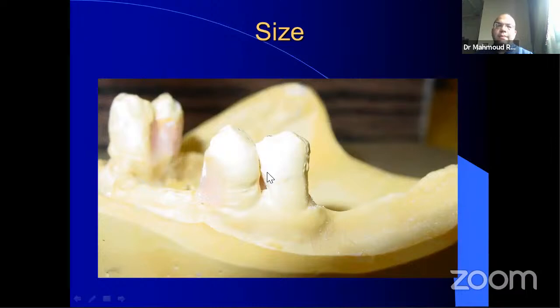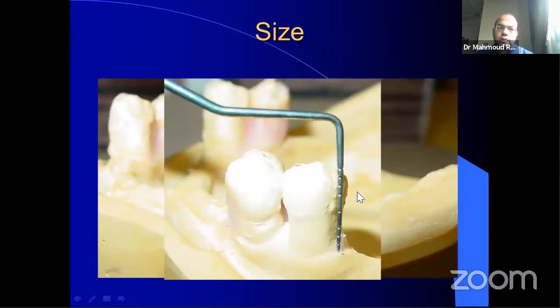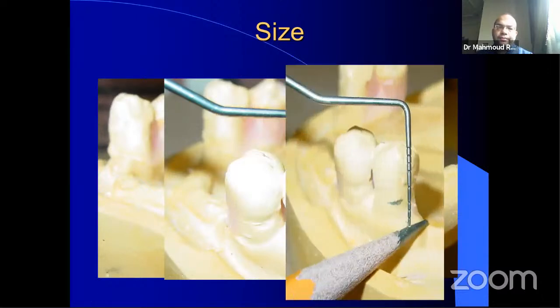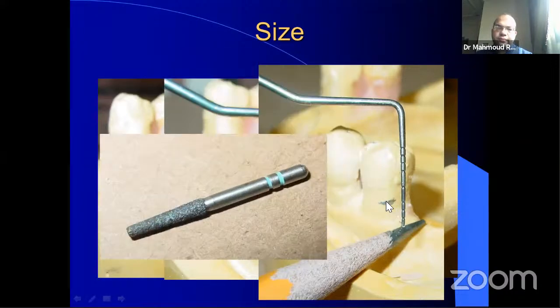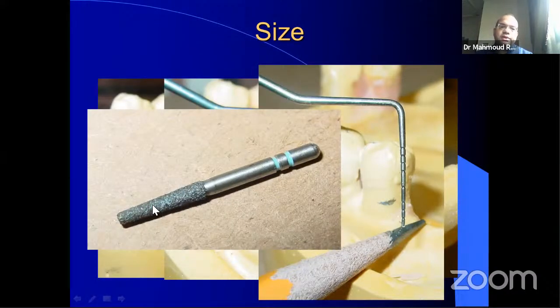Here, we will talk about planning of the preparation. Using a periodontal probe on the cast, we plan the height of the abutment we want to make, like this. Make a mark on the cast. Using a tapered stone with a flat or rounded end, we can make our first bevel, like this.